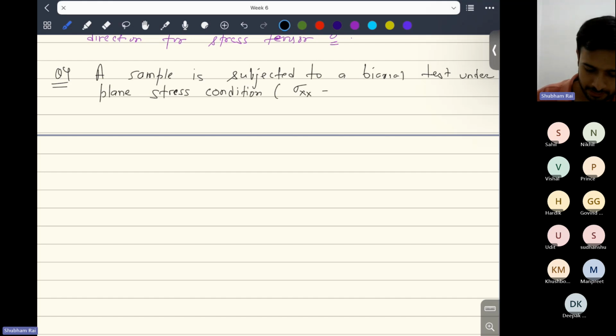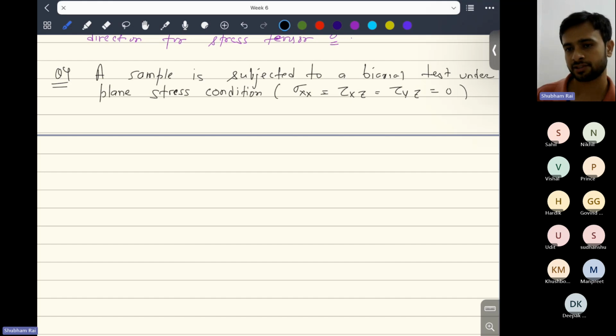That is sigma xx is equal to tau xz is equal to tau yz equal to 0. So it is subjected to a biaxial test and the condition is plane stress, which means sigma zz and all out-of-plane stresses will be 0. Okay?